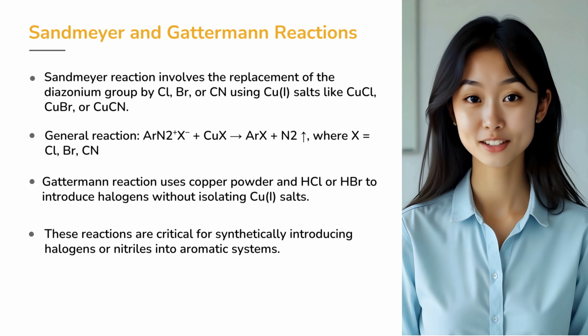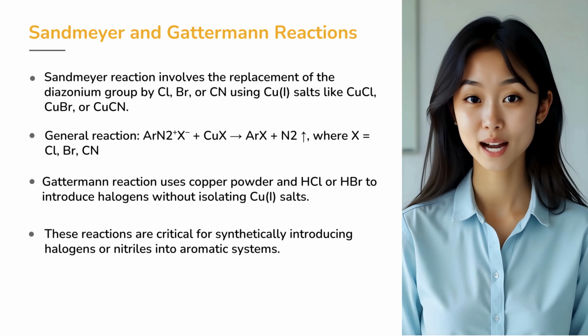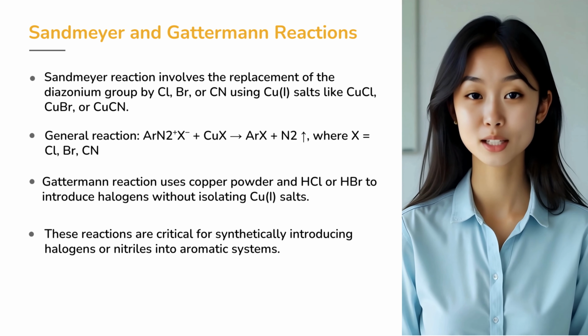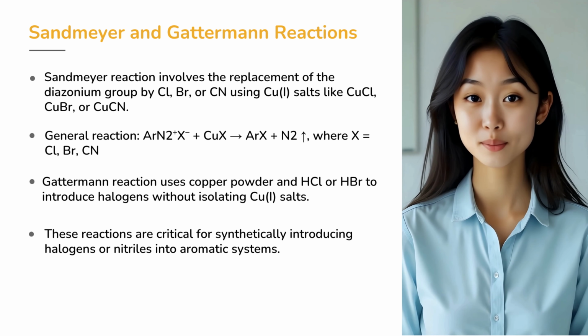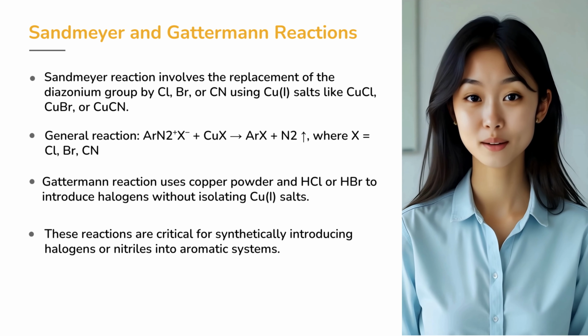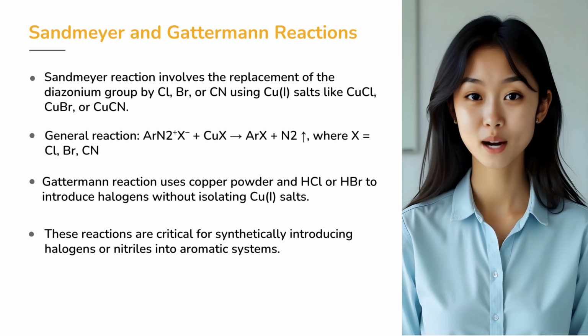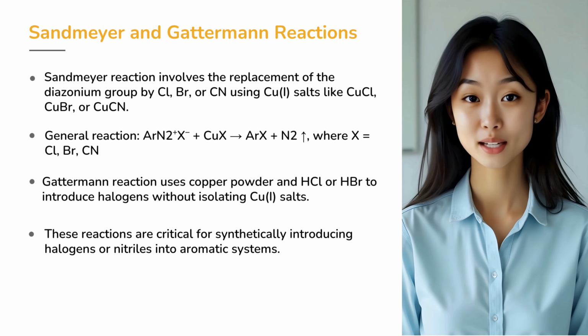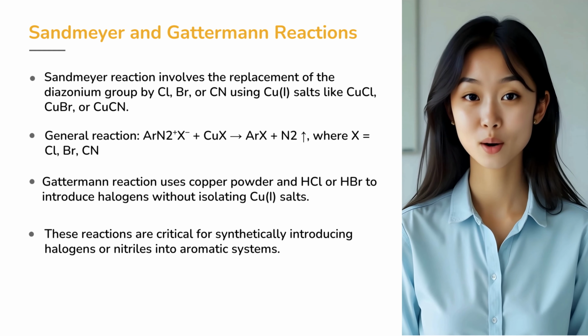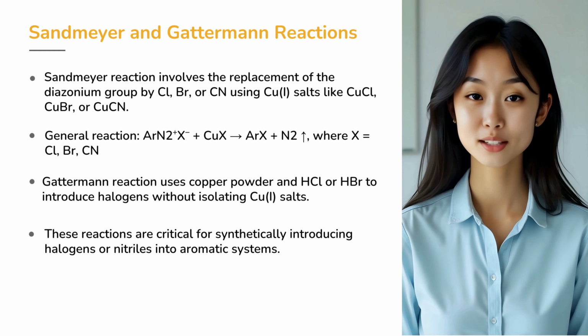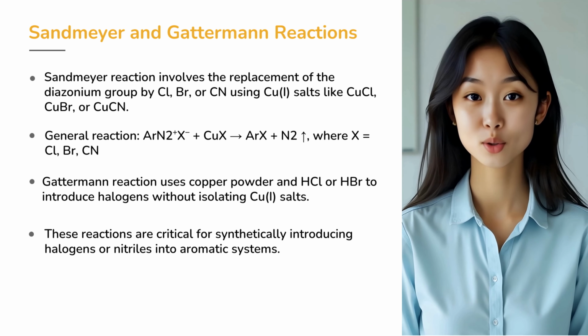Both reactions are essential because they allow us to add halogens or cyanides to aromatic rings, which expands the possibilities for creating new compounds used in medicines, materials, and organic synthesis. Imagine a reaction table comparing Sandmeyer conditions where you need specific copper(I) salts, and Gattermann conditions where you use copper powder with acids, but both ultimately swapping out the diazonium group for halogen or cyanide.